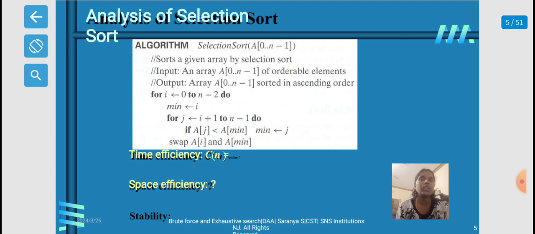The number of key swaps, however, depends on the input. In the worst case of decreasing arrays, it is the same as the number of key comparisons. The C worst of n belongs to big O of n square.